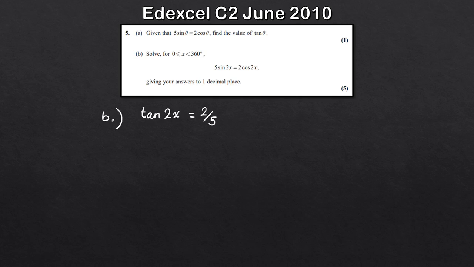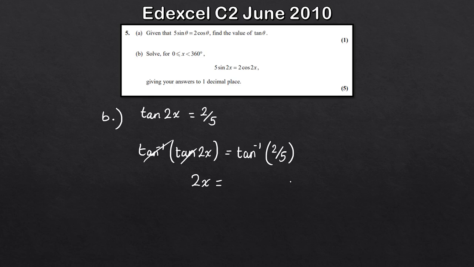And all I need to do now is go on to solve this equation here. So we just want 2x. So what I do now is I take tan inverse of both sides. So tan inverse of tan 2x. You don't need to go into this much detail that I'm doing here, but just to make it clear what we're doing. And then we take tan inverse of 2/5. Okay. Well, tan inverse of tan, they just cancel. I just get left with 2x. So we get 2x is equal to tan inverse of 2/5.